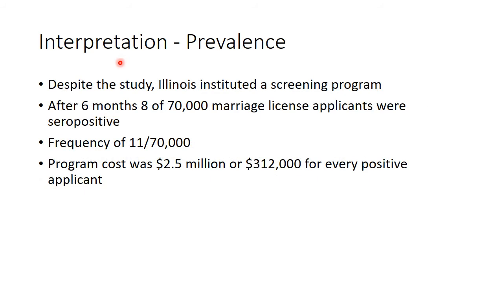So despite looking at the evidence, they decided to implement this in Illinois for a short period of time. And they found that after 6 months, basically 8 of 70,000 marriage license applicants ended up being seropositive. That was even lower than what they would have expected, with a frequency of 11 out of 70,000. They found that for every positive applicant, it cost roughly $312,000. So again, not super cost effective. There are probably better ways to screen for those patients to begin with in order to find those HIV positive patients.